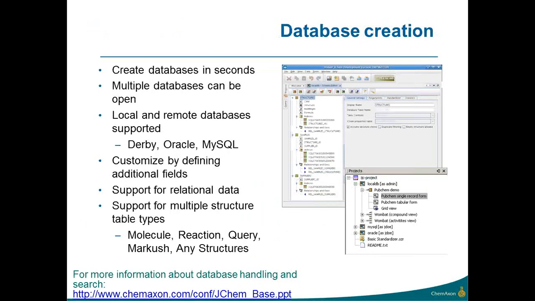A fundamental activity in Instant JChem is the creation of a database, which you'll also see in the live demo. You can create a database in seconds, connect multiple databases, and open them very easily using Instant JChem. The databases can be local, but you can also use remote databases, and these are just a few which are supported: Derby, Oracle, and MySQL can be integrated.